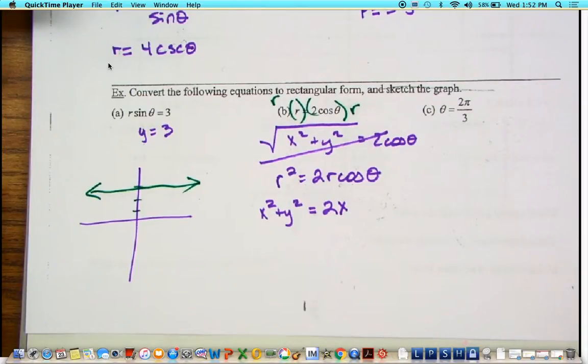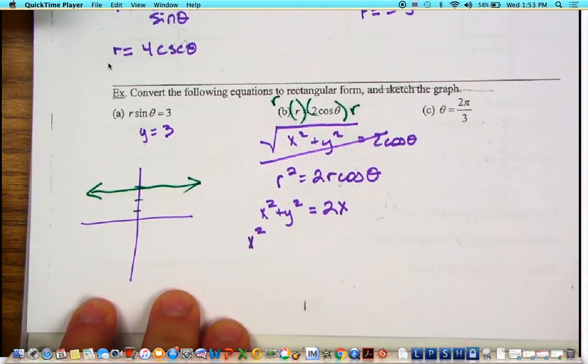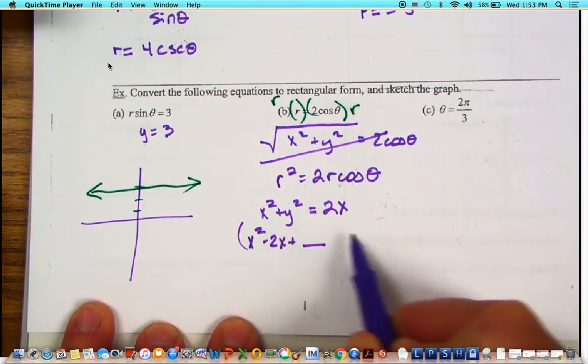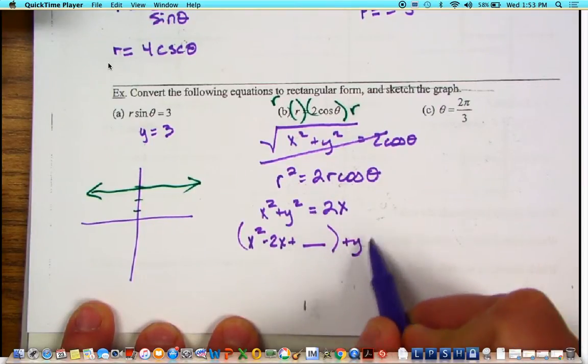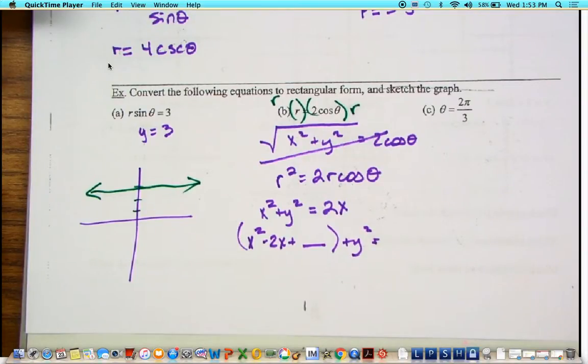What do you remember about this? You just square, solve for y. It's a circle. It's part of a circle. Semicircle. Well, I tell you what, this is the conic section.